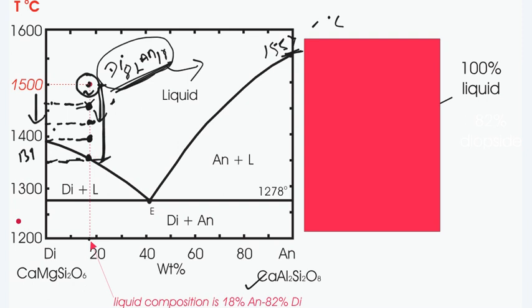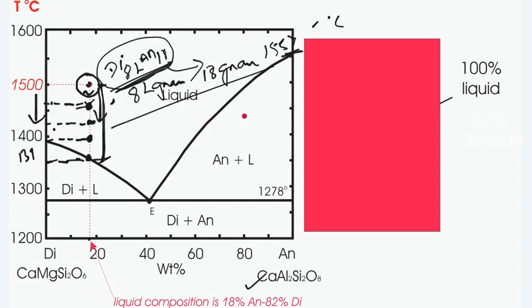So diopside will crystallize. Diopside is the dominant component here, so it will start to crystallize. That means that some of the 82% diopside present in the liquid will become solid. Suppose we take 82 gram of diopside and 18 gram of anorthite. When it reaches the freezing temperature, we no longer have 82 gram of liquid diopside. Some of it will crystallize.